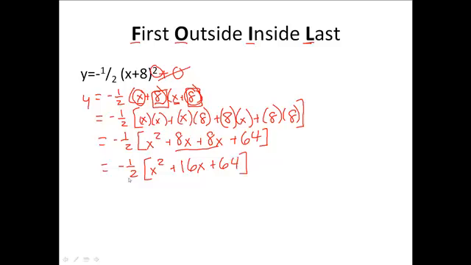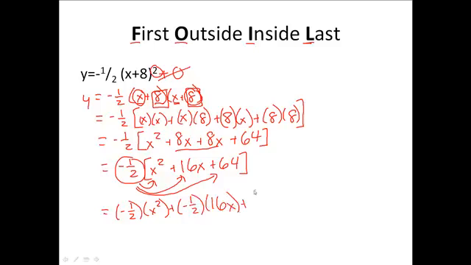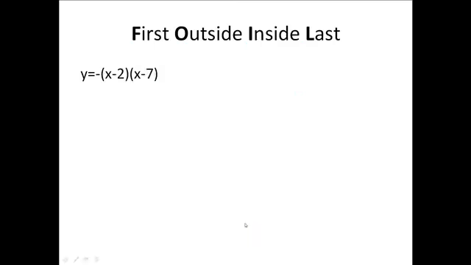And finally, we're going to distribute our negative a half to everything inside our bracket. So we're going to have negative a half times x squared plus negative a half times 16x plus negative a half times 64, which gives us negative 1/2 x squared minus 8x minus 32. Okay, you ready to try it on your own? Why don't you give this one a try? Pause the video, and when you're ready, we'll keep going.